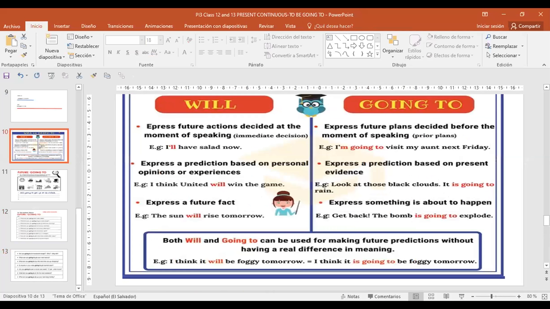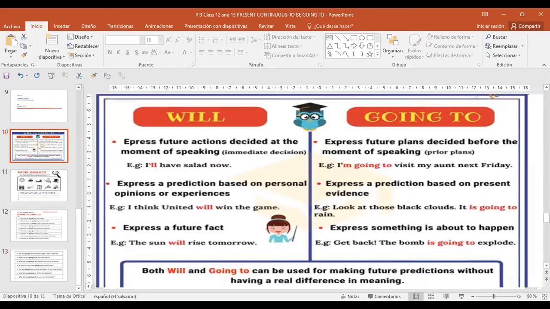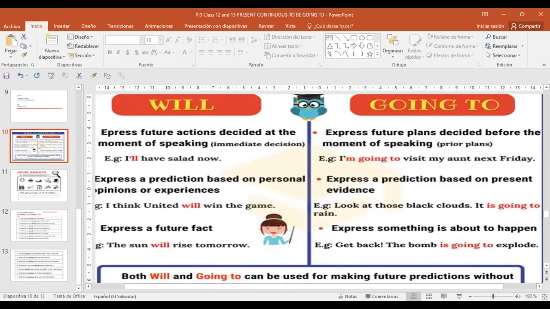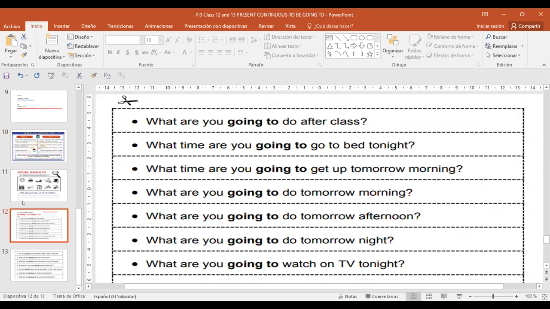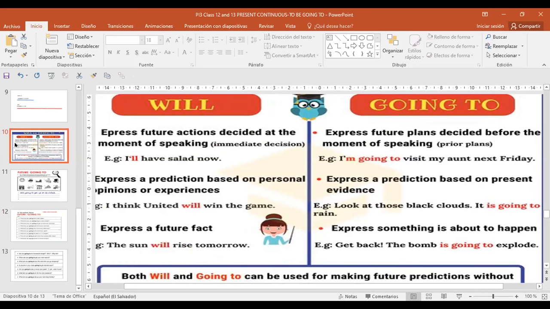So my next question is, now that we have explained going to equals gonna, is it clear the difference between going to and will? Ahora que lo hemos explicado, ¿tenemos clara la diferencia entre going to y will? Yes, teacher. Okay. Perdón, I have a question. Yes, tell me.